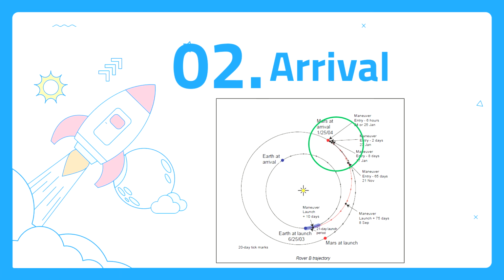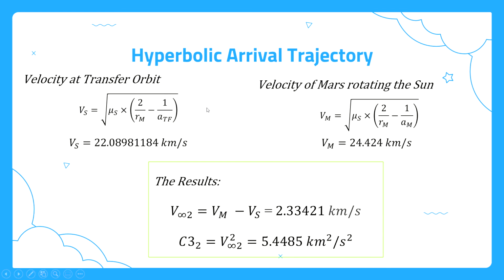Now we're going to enter the second part, the arrival part, which is the part in green here. After the heliocentric trajectory, the spacecraft will enter the hyperbolic arrival trajectory and is then assumed to enter the circular parking orbit at Mars. For the hyperbolic arrival trajectory, we first calculate the velocity of the spacecraft in the transfer orbit entering Mars and also the velocity of Mars rotating around the Sun to calculate v infinity 2, the hyperbolic excess velocity for the hyperbolic arrival trajectory.